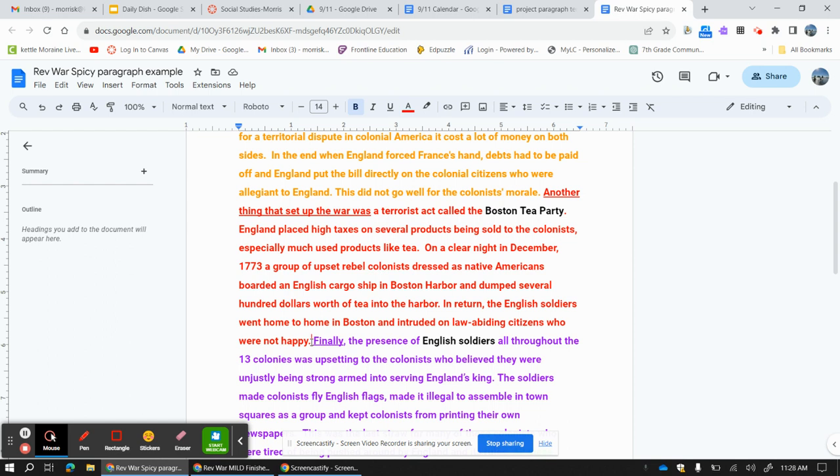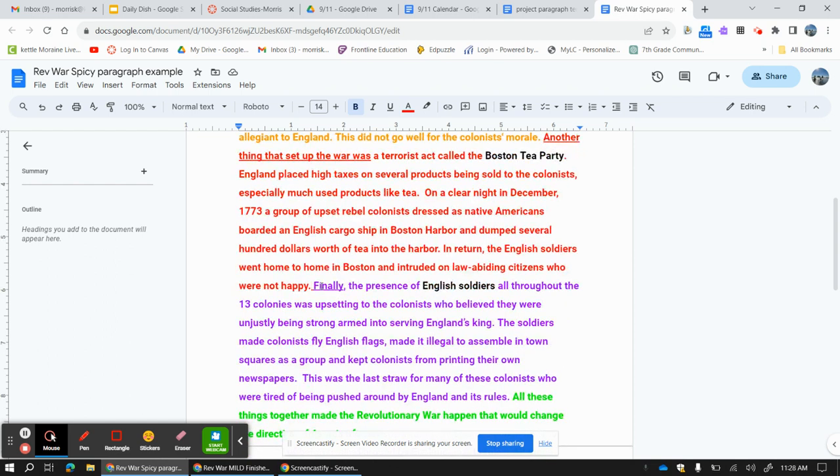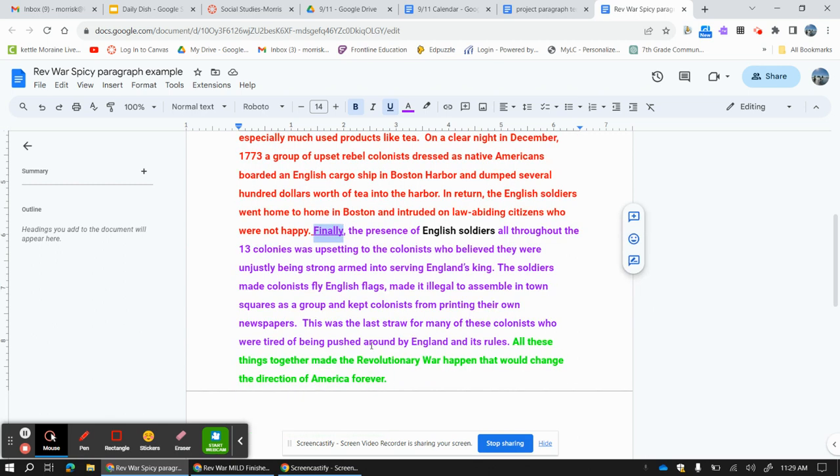And now my final point I want to make of the three. Here's my transition word, linking everything together in the theme. Finally, the presence of English soldiers all throughout the 13 colonies was upsetting to the colonists, who believed they were unjustly being strong-armed into serving England's king. And my evidence: the soldiers made colonists fly English flags, they made it illegal to assemble in town squares as a group, and kept the colonists from printing their own papers. This was the last straw for many of these colonists who were tired of being pushed around by England and its rules.